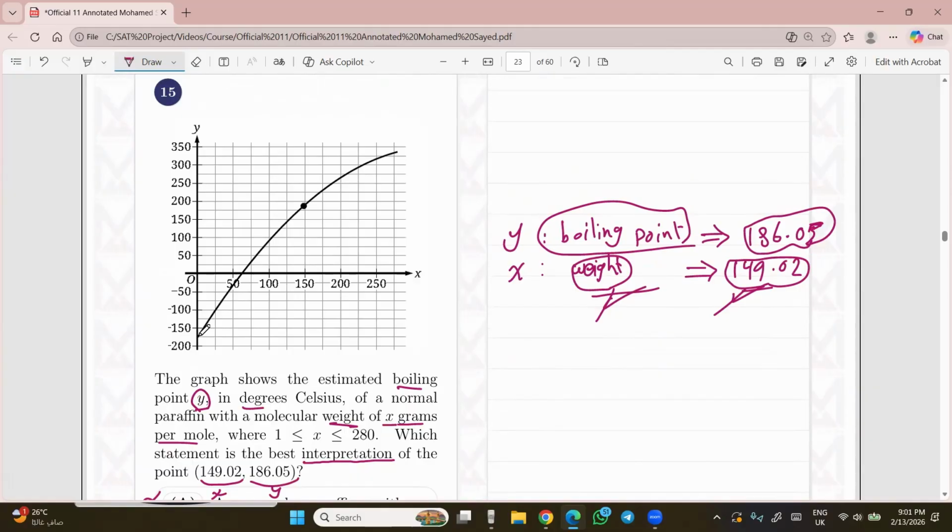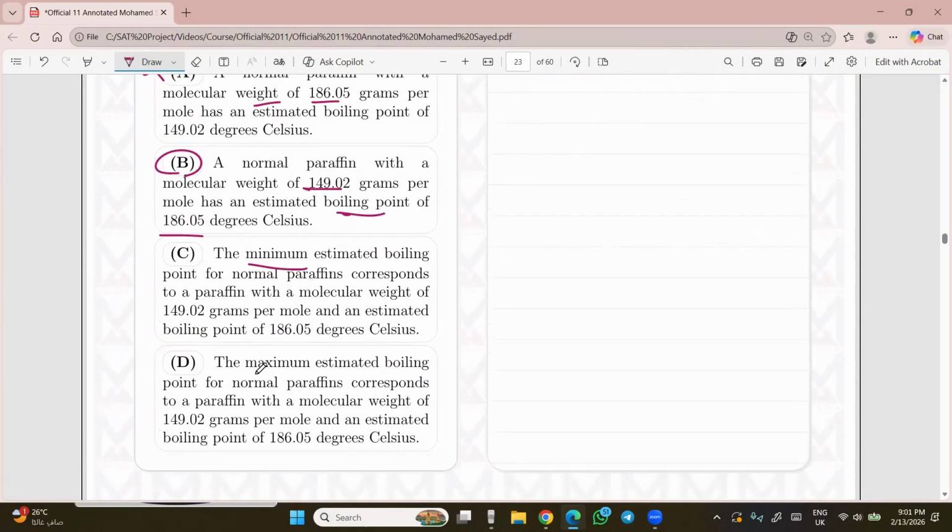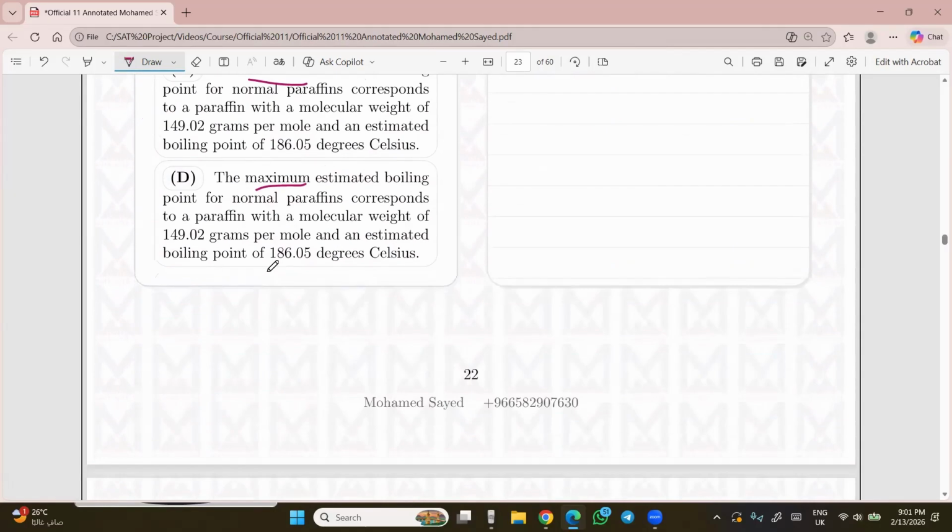Yeah, I know that this can be considered a minimum, but maybe it's going to the left. And the point here is not minimum or maximum. It's something normal in the middle. So it's not minimum. It's also not a maximum. The answer is letter B.